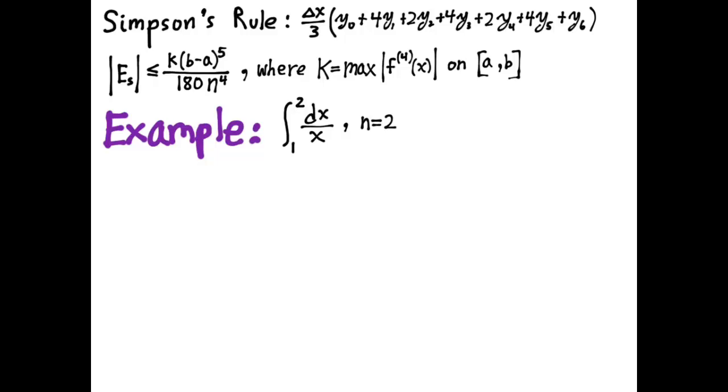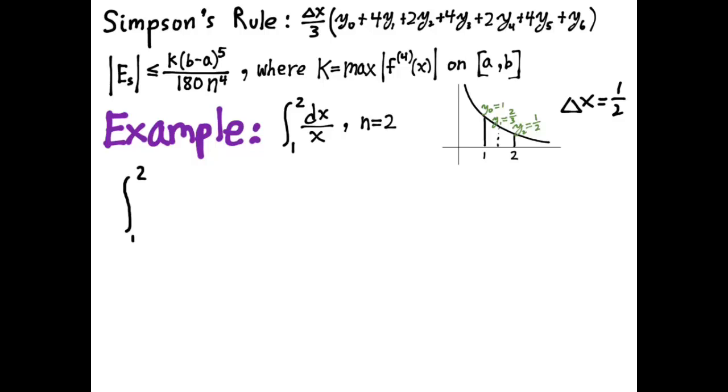Now it's helpful to visualize it, so here's a picture of the graph of the function 1 over x, and we see the interval from 1 to 2. It's subdivided into two subintervals, so there are 3 points on the curve, and they correspond to the 3 values of y, y0, y1, and y2. And we also can see from this picture that delta x is equal to 1/2. With this information, we can now calculate the Simpson's rule sum.